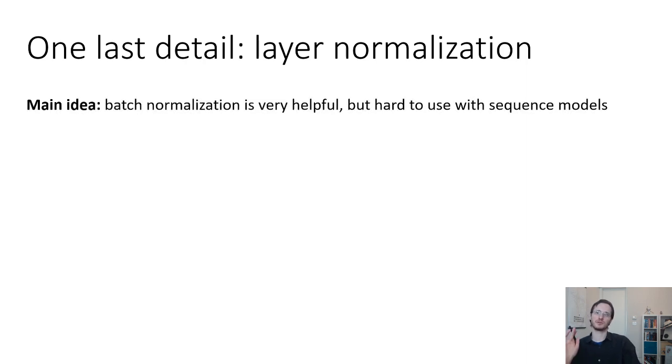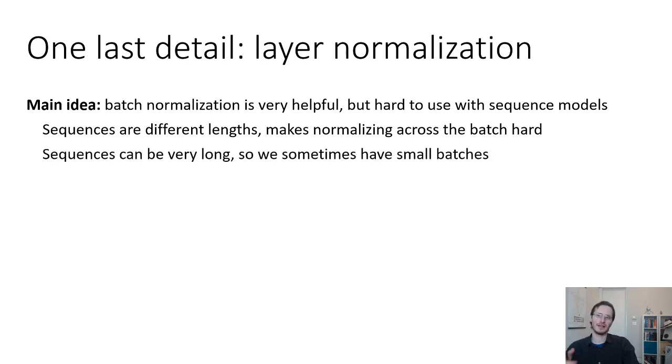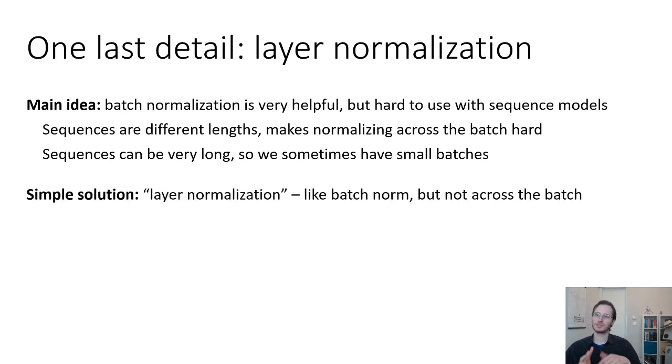So the main idea here is that batch normalization is very helpful, but it's hard to use it with sequence models for a few reasons. Sequences are different in length, which makes normalizing across the batch kind of hard, and sequences can be very long, so we sometimes have very small batches, making batch norm less effective. So a simple solution that we can use is to replace batch normalization with something called layer normalization.